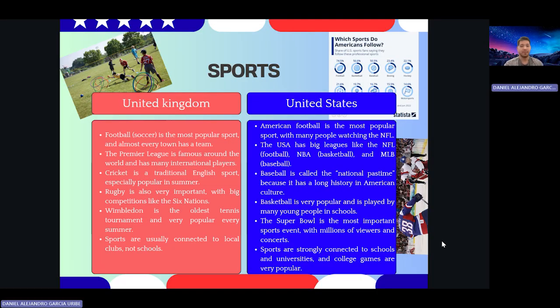Also, in the United States, American football is the most popular sport, with many people watching the NFL, but the United States has big leagues like the NFL for football, and basketball and baseball.